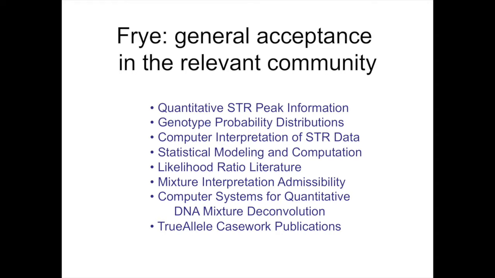I won't mention them all, but these were documents that were provided of different papers from the scientific literature, maybe 60 papers, that talked about genotypes, quantitative STR data, publications, and why the notion of using all the data with statistical computing was generally accepted in the relevant community, which the court accepted to be those scientists that develop and test these methods, not the practitioners.